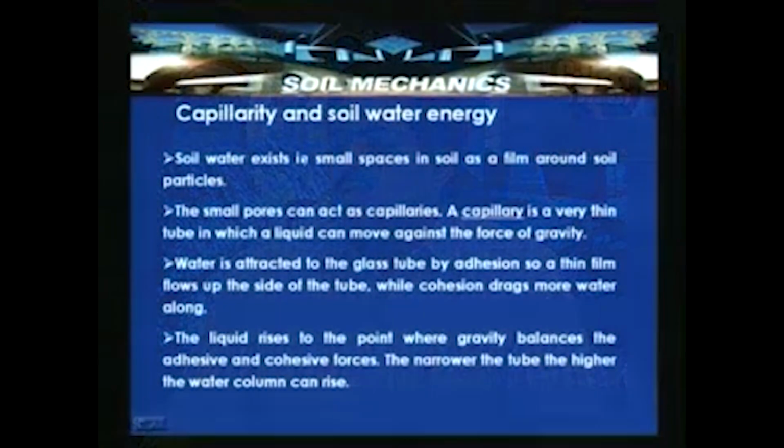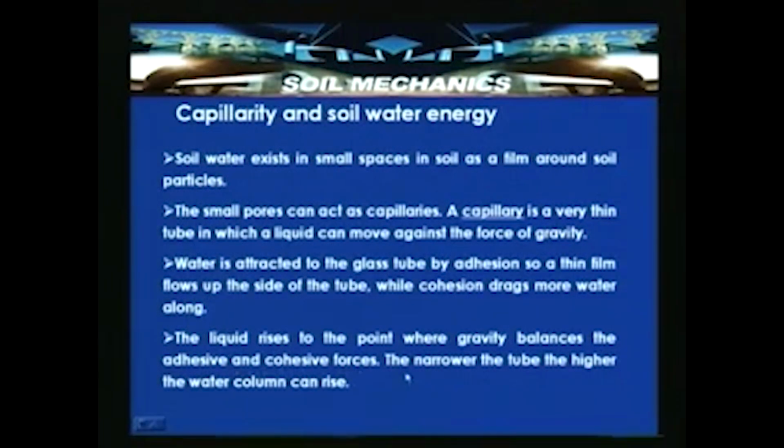Soil water exists in small spaces in soil as a film around the particles, and the small pores can act as capillaries. A capillary is a very thin tube in which a liquid can move against the force of gravity. Water is attached to the glass tube by adhesion. A thin film flows up the side of the tube while the cohesion drags more water along. It is something like an extended flexible membrane, it pulls the water against gravity. The liquid rises to the point where gravity balances the adhesive and the cohesive forces. The narrower the tube, the higher the water column will rise.